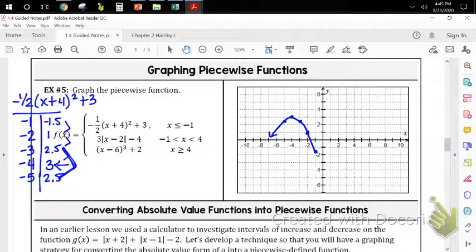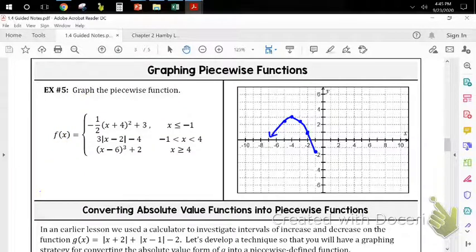All right, for the second graph. Now, I'm going to erase my table only because I don't have room to write them all up here, okay? But you don't erase yours. You need to keep them. So for my second one here, I get 3 times the absolute value of x minus 2 minus 4. So we're going to make a table for it. And it says we're going to use x's from -1 to +4.